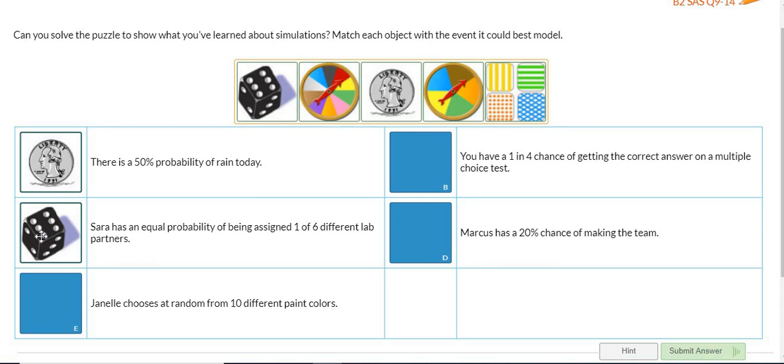Now 11. Janelle chooses at random from 10 different paint colors. Okay, how many objects is she talking about? 10 different paint colors. I need 10 sections. So, which one has 10 sections? 1, 2, 3, 4, 5. Looks like this guy right here has 10 sections. So for number 11, you should have put C.